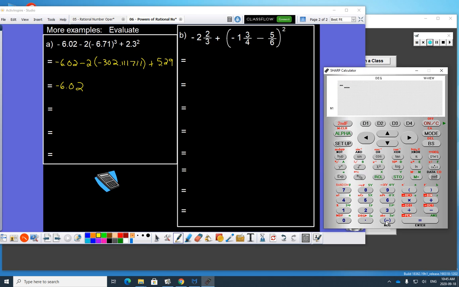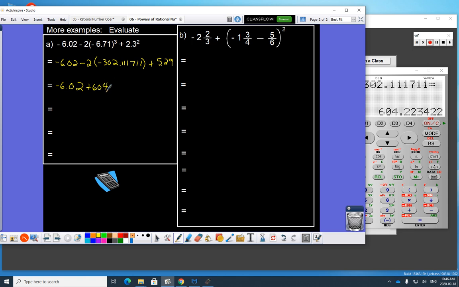So I got to take that -2 and multiply it by the negative 302.111711. Too many ones there. Plus. Okay, now I'm going to write this down like this because I want to address this negative situation. 422 plus the 5.29 over there.